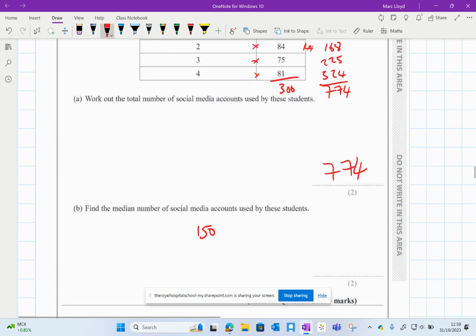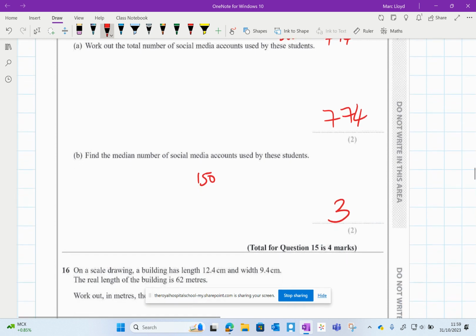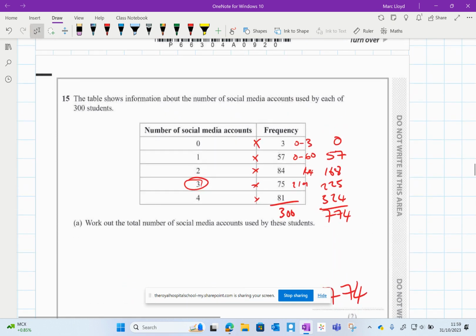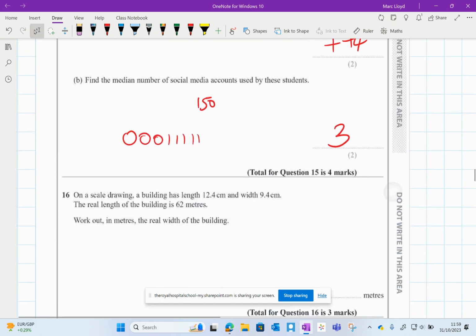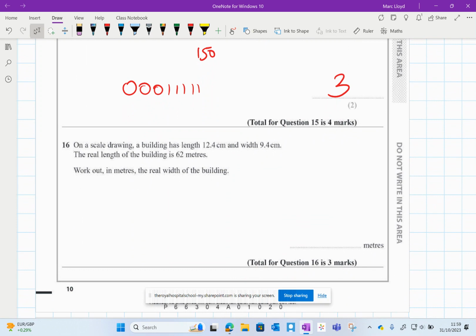So it's going to be 144 people that have got 0, 1, and 2. That means that number 150 is going to be in the next group. 144, excuse me, plus 75 is 219. So they're going to be within that group of 3. So that means the median number of social media accounts is 3, because you'd have 0 account, 0 account, 0 account, 1, 1, 1, 1, 1. And then that would just be a ridiculous amount to write. So our social media account median will be 3.